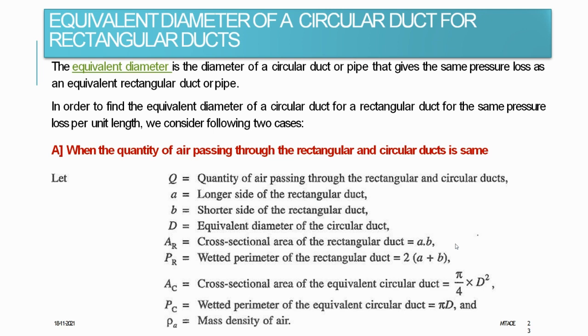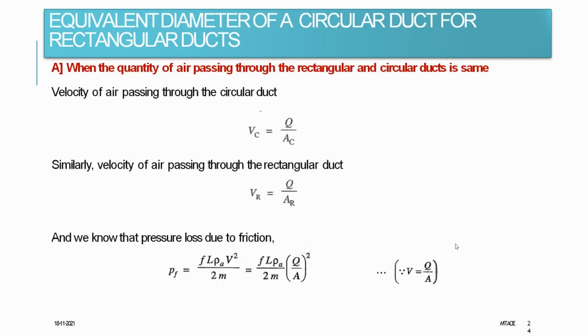AC is the cross section area of the equivalent circular duct, which is pi by 4 d square. PC is the weighted perimeter, pi d, and rho A is the mass density of air. These are the terms. Now, how can we solve?